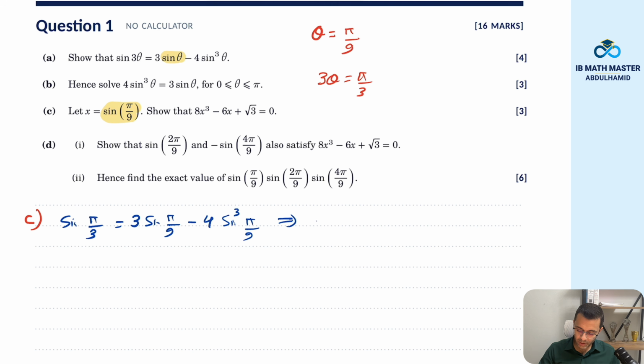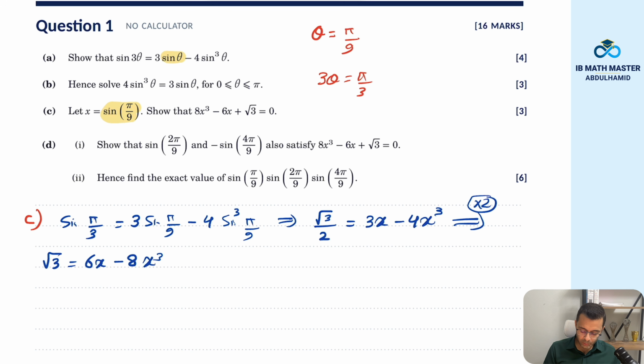So I replace it by root of 3 divided by 2 equals, don't forget that sine pi over 9 is x. So this will be x, and therefore this is x cubed. So it will be 3x minus 4x cubed. I need to multiply this equation by 2 everywhere. If I multiply this by 2, I'll get only square root of 3. The 3x will become 6x, and then the 4 will be 8, so 8x cubed.